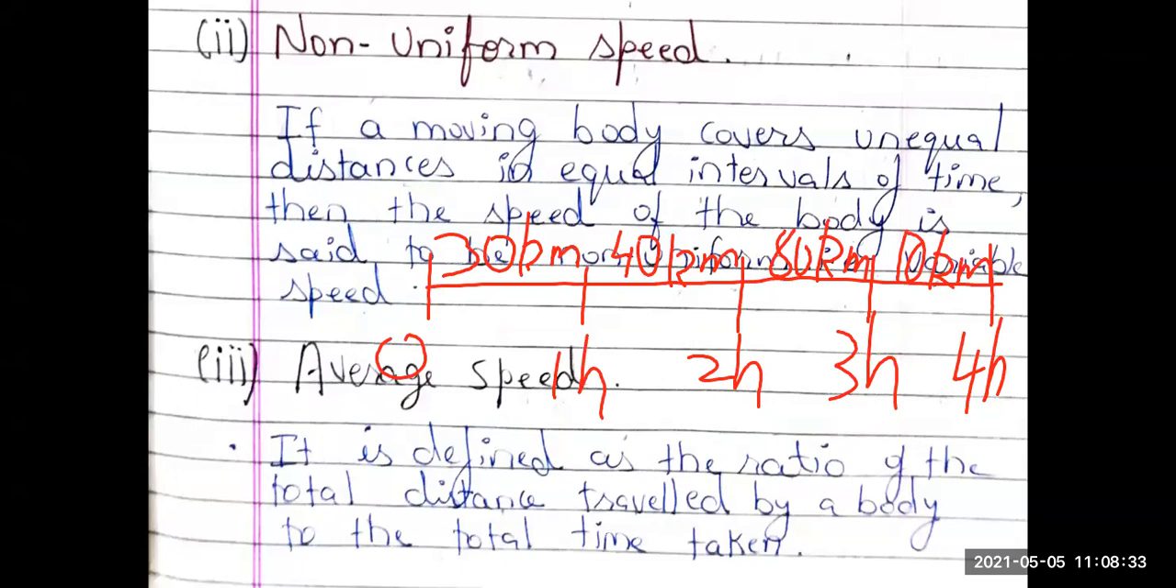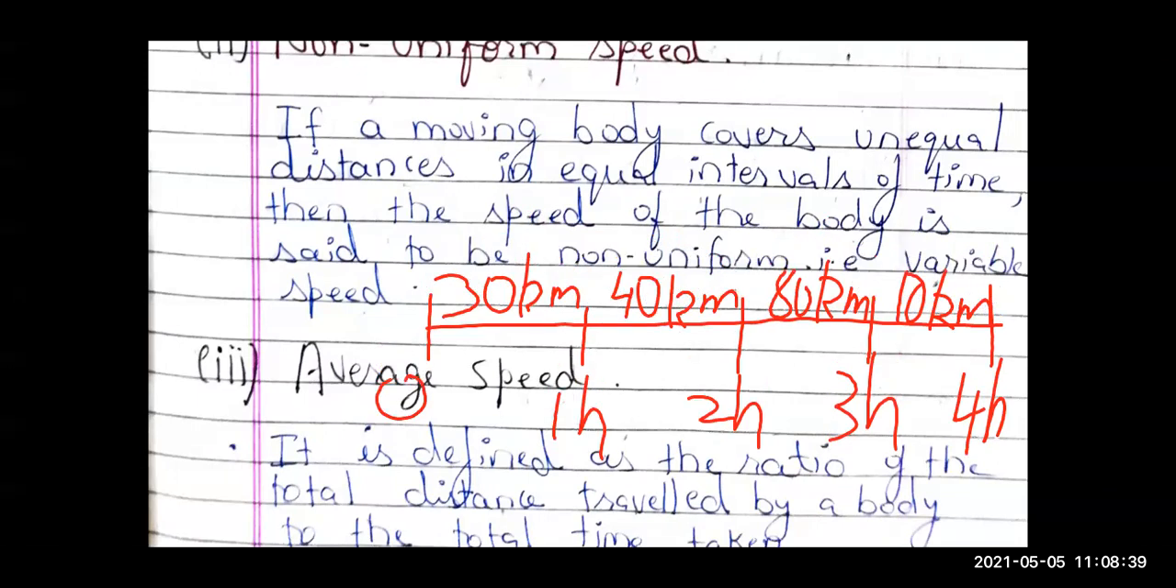Now children, the next category of speed is non-uniform speed, right? Non-uniform, it's not uniform. Means this time the distance is not going to be equal, right? So as you can see in the example over here, in 1 hour, the distance covered by a car is 30 kilometers.